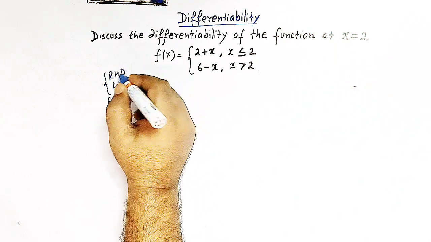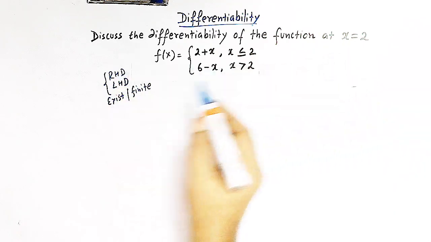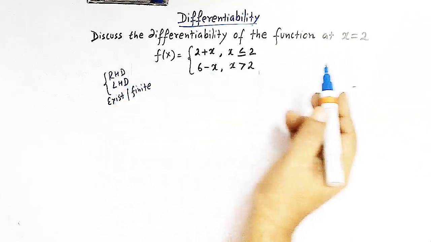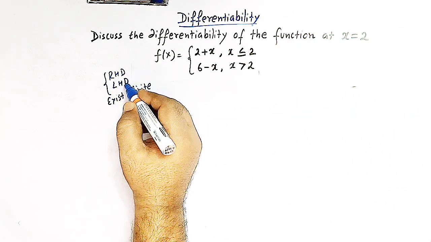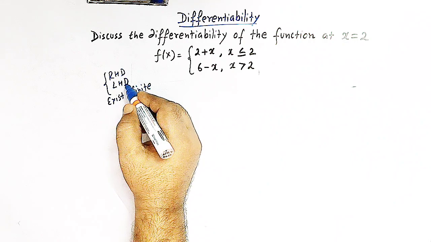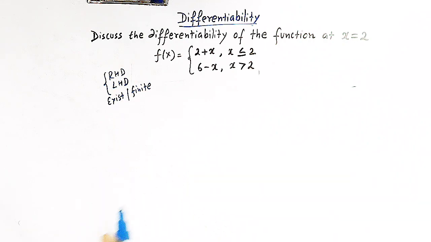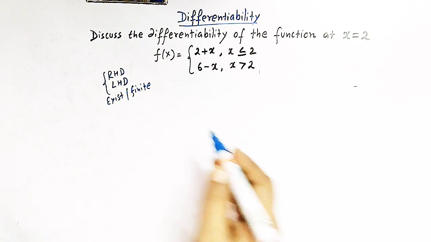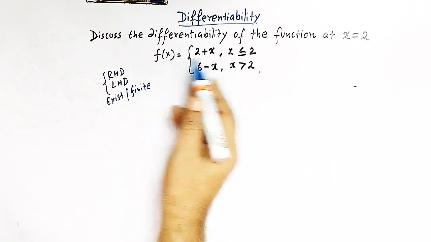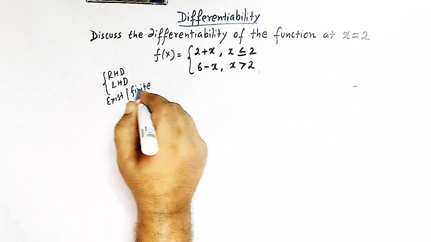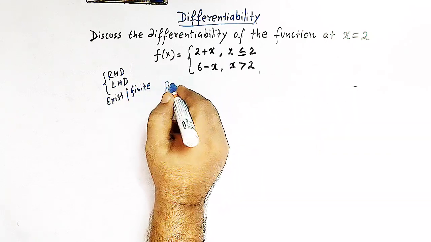So we find the right hand derivative at x is equal to 2 and the left hand derivative at x is equal to 2, right? And if any of the derivatives, that is right hand derivative or left hand derivative, is not finite, then we can say that the given function is not differentiable at x is equal to 2. So let us find out the right hand derivative and left hand derivative for this function at x is equal to 2. So let us start with the right hand derivative.